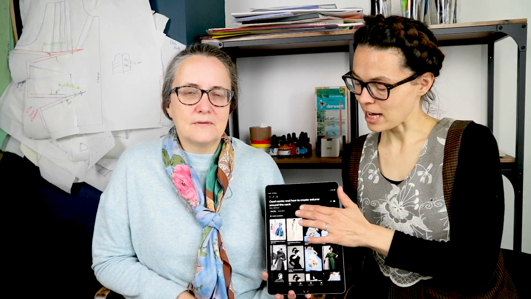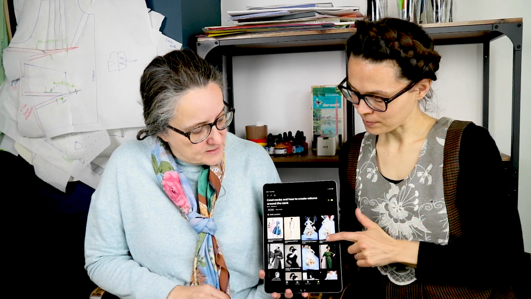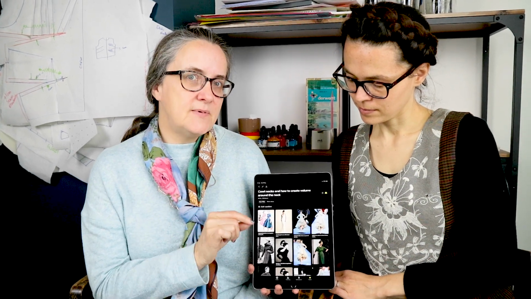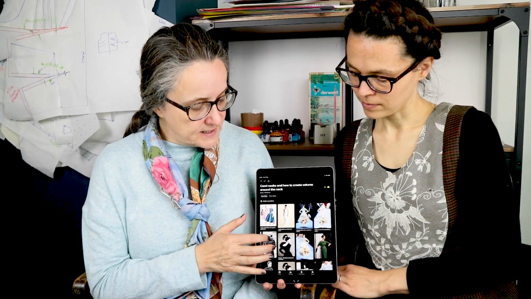Today we're going to look at how to draft a pattern from a cowl neck image. We've got a Pinterest board with all these different images on, and you'll see that they're either evening wear or day wear. And we're going to have a look at day wear vintage to draft this cowl neck.